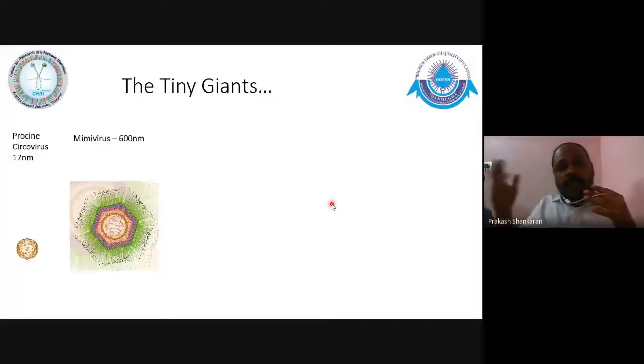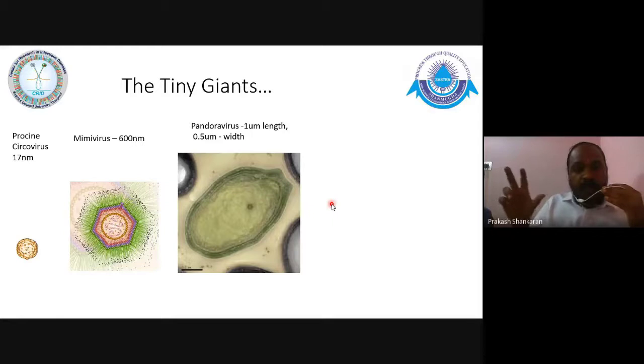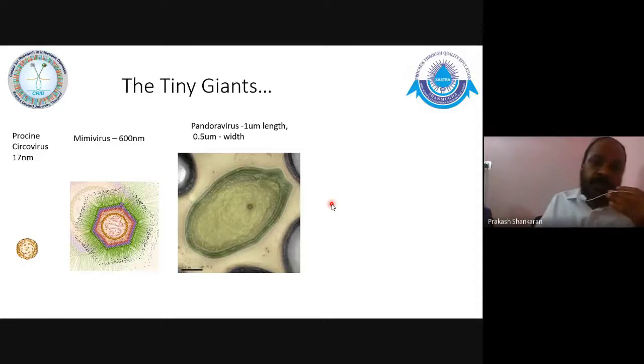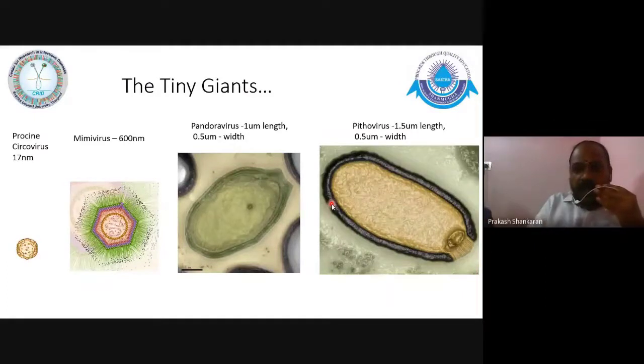And then after a few years, 2011, I think, they discovered another big virus. They named it Pandora virus. It's even bigger. It's 1 micron in length, almost like some small bacteria, and 0.5 micron in diameter, in width. Recently, in 2014, from the Siberian area, from the deep of ice, they recovered this virus. It's called a pithovirus. It's even bigger. It's 1.5 micron in length, 0.5 micron in width.